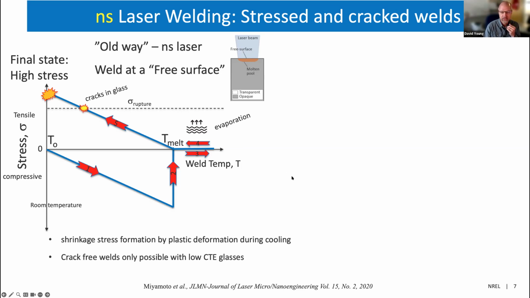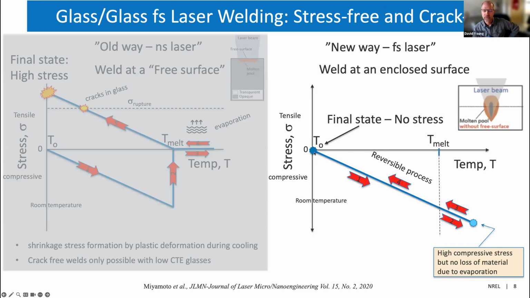Now, if you compare that to the new way, when you start to heat up the material, you again get compressive stress. And when you hit the melting point, because it's a closed interface, you're not losing material. So you do get even higher compressive stress, but you haven't lost any material during evaporation. So now when you cool down, you actually follow back the same line and you end up at a stress-free point. So the final state has no stress in it. So that's the key point. Now you have a very strong weld that's not susceptible to cracks. And that's the key distinction between the old and the new way.